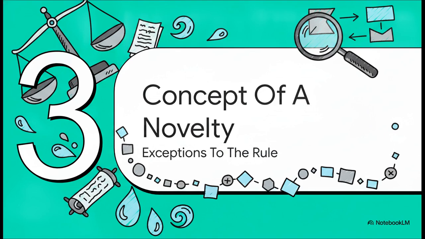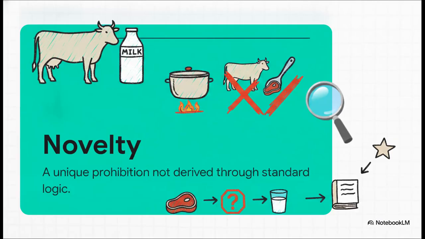Which brings us to section 3, the concept of a novelty. Right, so to prove that imparting flavor is this universal law, Abaya has to clear a massive logical hurdle, the concept of a legal novelty. What's a novelty? Well, it's a unique law that totally defies standard logic. And the prohibition of cooking meat and milk together is basically the ultimate example of this.